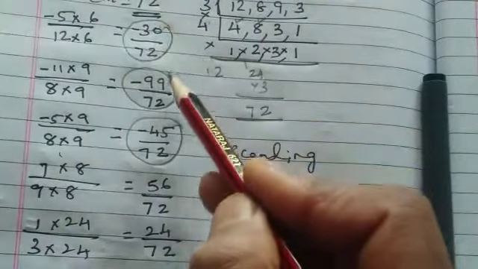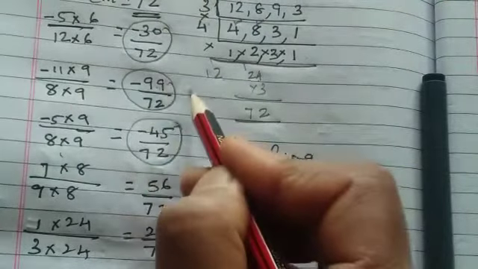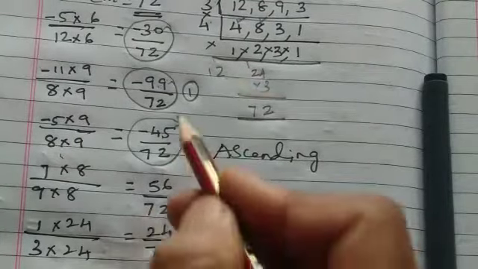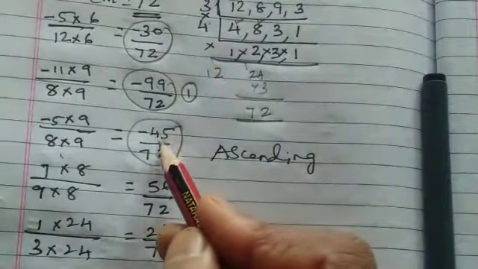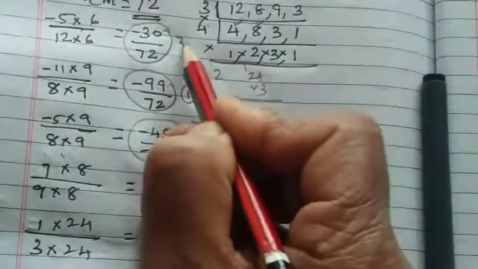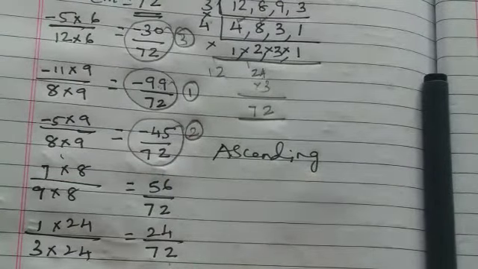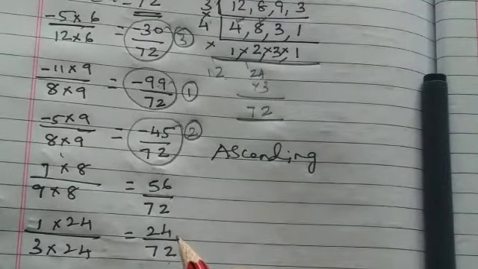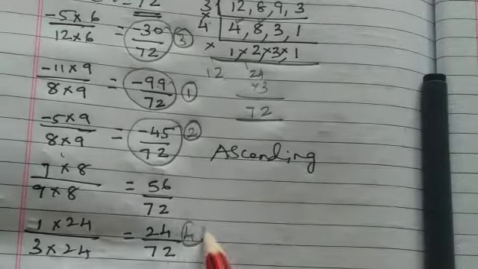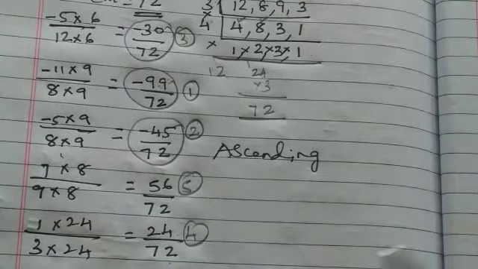We have minus 30, minus 99, minus 45, which is smaller? The greater number is the smaller. So minus 99 is the first smaller number. Next is minus 30 and minus 45. The greater is smaller. So this is the second smallest. And minus 30 is the third smallest. So all the negative rational numbers are over. Now we'll come to positive. Among the positive, the smaller is smaller and the greater is greater. So this is the fourth smaller and this is the fifth smaller. That means this is the greater number. Now we'll write the numbers.